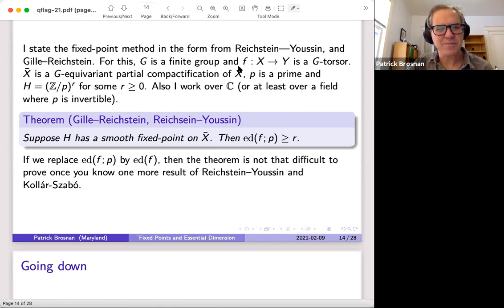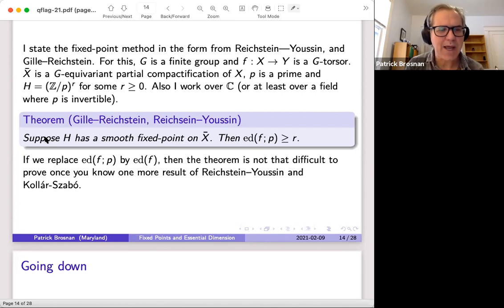So let me just, since this was a lot, remind you. We have a G torsor X to Y, and we have this subgroup H of G. And the theorem is that, you suppose that H has a smooth fixed point on the compactification X bar, then the essential dimension of F is at least R.